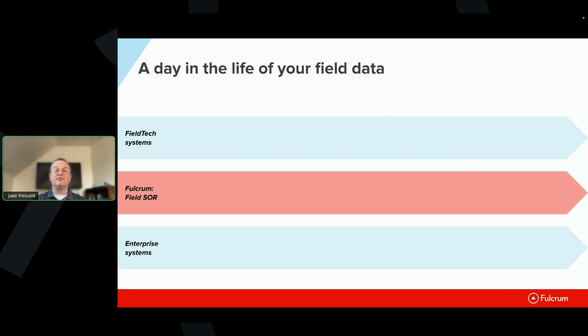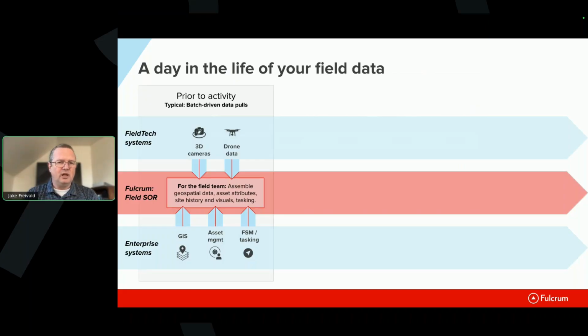And there are certain kinds of field tech systems that are out there, such as drones and sensors and things of that sort, 3D cameras, whatever you may have, things that you bought in order to make sure that the field gets the information that it needs. And then there are the enterprise systems, the enterprise platforms like the EAM and ERP and safety management and so on, systems that we've talked about so far. Before your team goes out into the field, they need to be able to pull information from all the appropriate places.